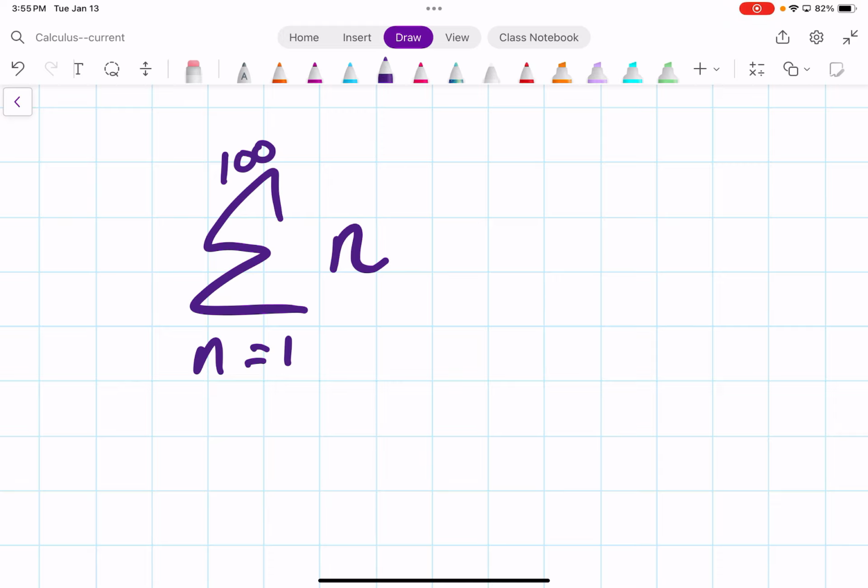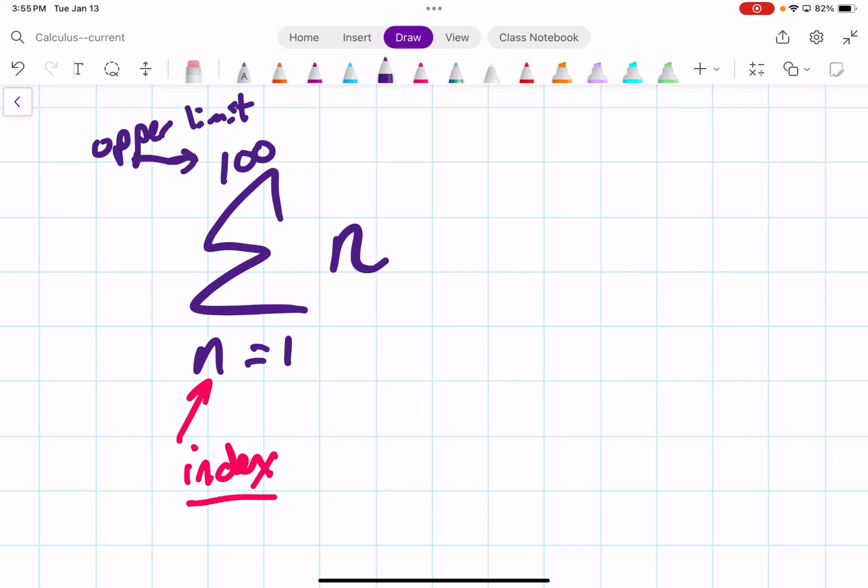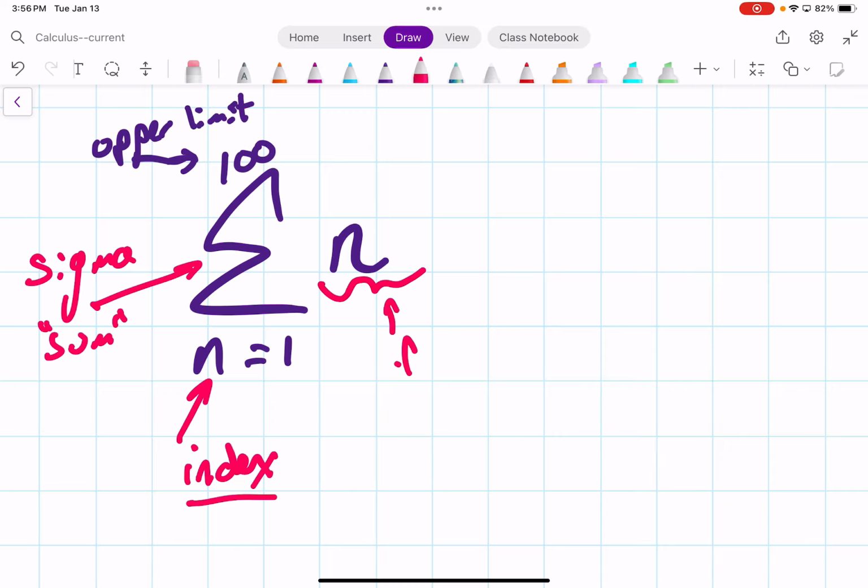First, some language: this is referred to as the index. This is the upper limit. So sigma is telling you to add, it's a sum. And think about this as like the function.